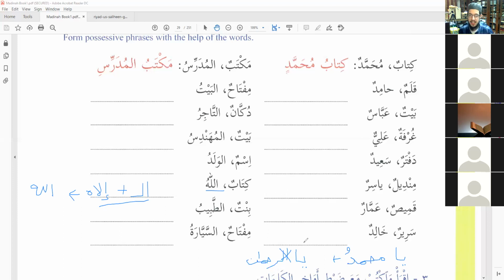And so Sibawayh argues that if Allah were truly derived from al-ilah, then we would not say Ya Allah, but we would say Ya Ilah, because we would omit the first part of the word. But we don't do that at all.